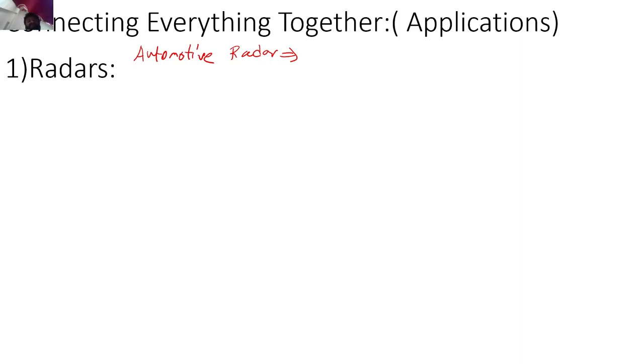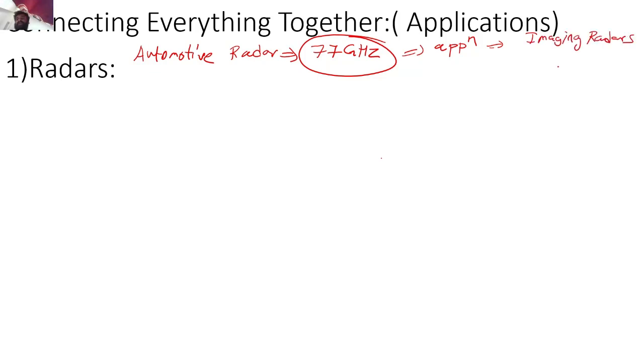These radars are made at around 77 gigahertz of frequency. Why did this 77 gigahertz frequency come? Because of the application requirements, which I will not go into. If you are very curious about why this frequency was chosen, I will give you one hint: study imaging radars and range resolution. These are the two points that will help you. From there, this frequency was chosen.